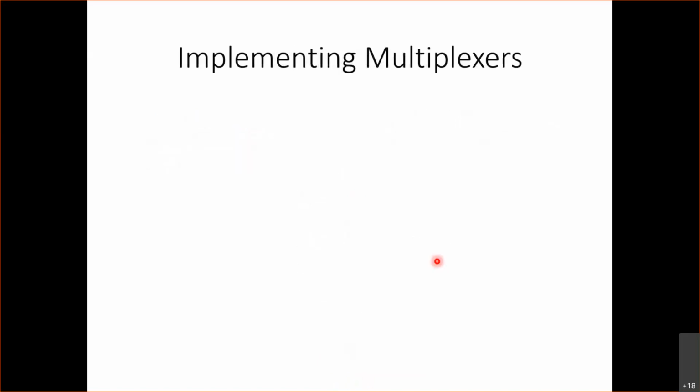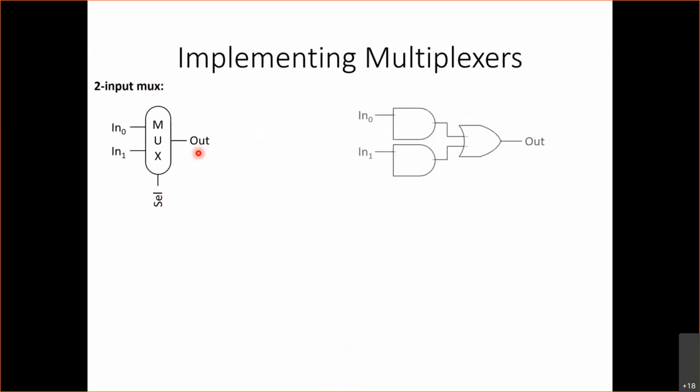Let's look at how we can implement multiplexers. Here, a 2-input multiplexer is going to have 2 inputs, and it's going to have 1 selector signal because 2 to the power 1 is 2. Of course, all multiplexers are going to have 1 output. Okay, and let's see how we can implement this. The way we can implement a multiplexer is we can have an AND gate for each input, and we OR these AND gates into an OR gate that is the 1 output.